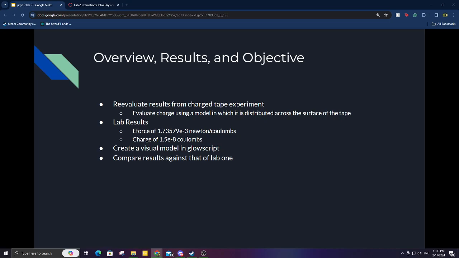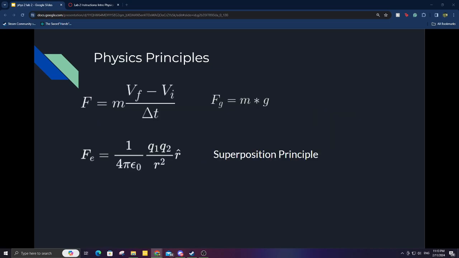After I completed this lab, I found that there was an electric force of 0.17 times 10 to the negative third and a charge of 1.5 times 10 to the negative 8. These values were found when the tape was floating about 0.012 meters above the other. Later in this lab, I'll explain the physics principles behind everything, how the lab was performed, my GlowScript process, and do some analysis.